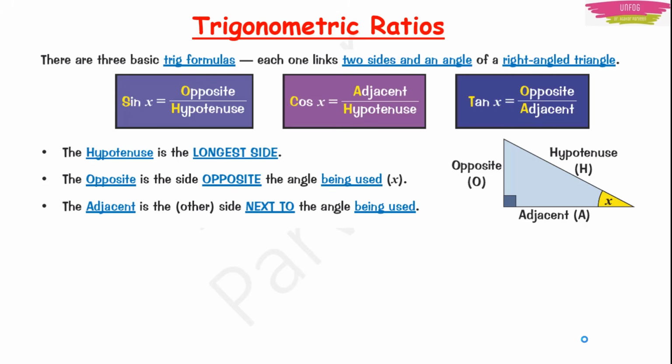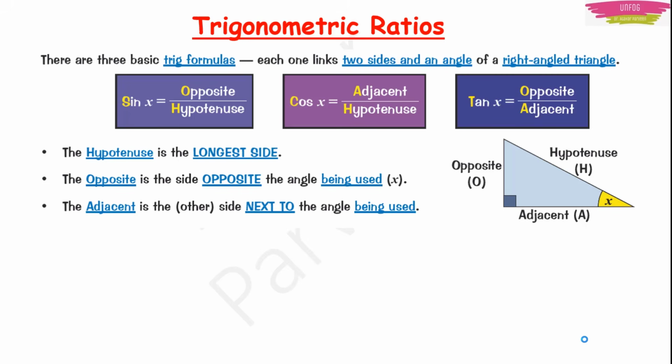Okay, so in triangles we have 3 sides. I am talking about a right angled triangle. In this right angled triangle, we have 3 sides: hypotenuse, opposite side and adjacent side. Now coming back to the trigonometric formulas. If I want to find sine x, means sine of the angle x, the formula for that is opposite side by hypotenuse of the triangle.